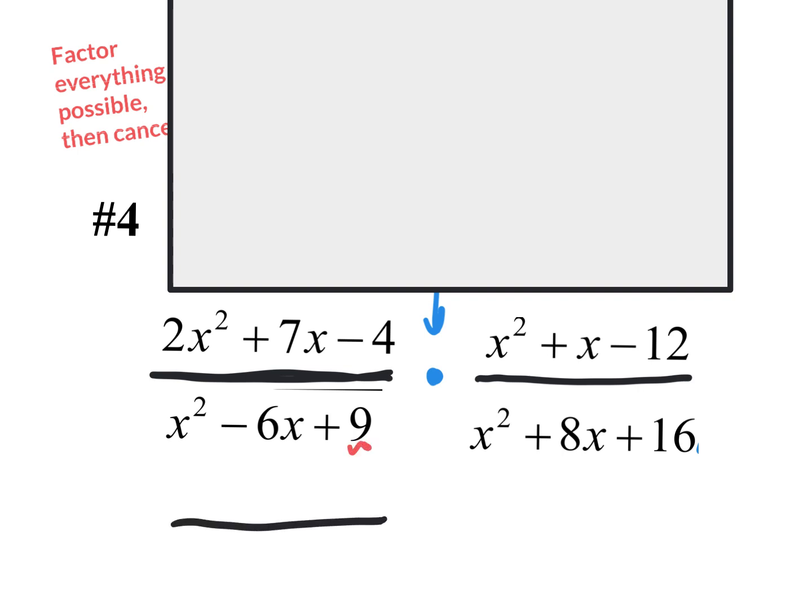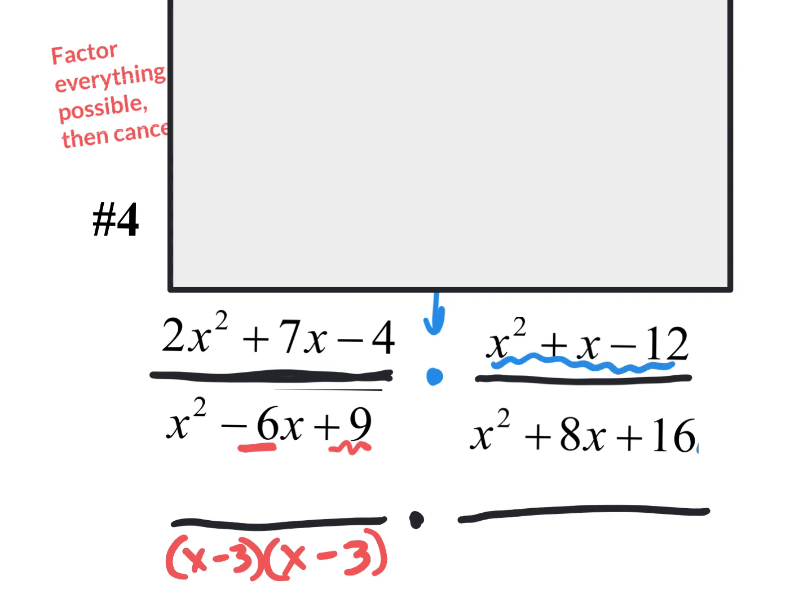What times what is 9 that if I combine together is -6? Let me rewrite it in factored form. That would be a -3 times -3. That'll give us a +9. And if I add it together, it does give me a -6. What else? Over here we have the multiplication. And let me do this top one in blue. What times what is the c value of -12 that if I add together is a b value of +1? That'll be a +4 times a -3. And of course, if you need help on that, make a list.